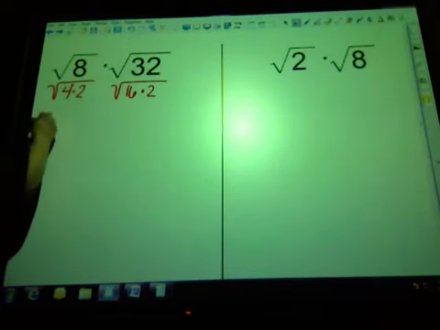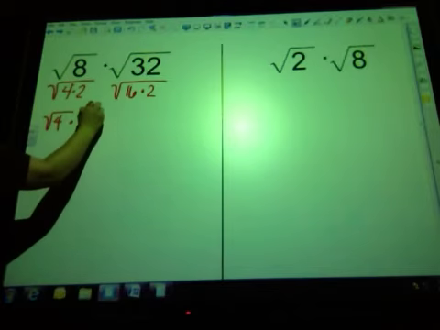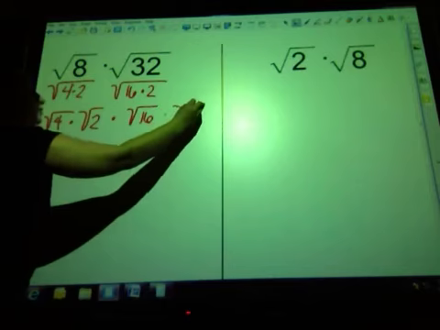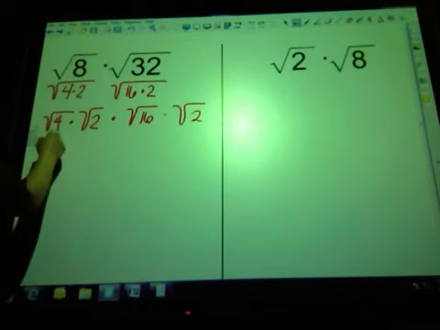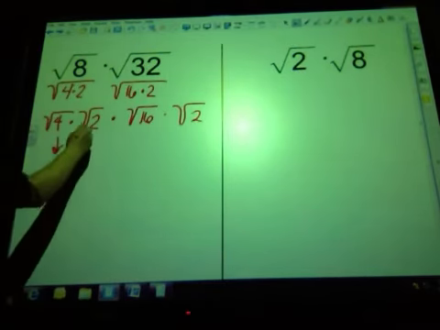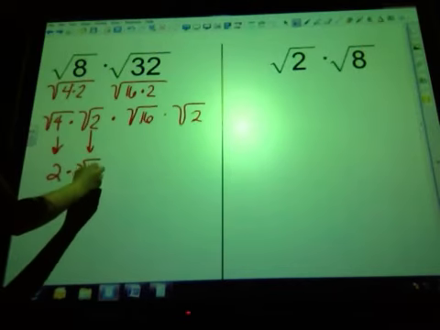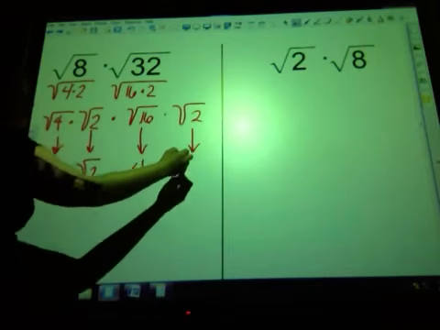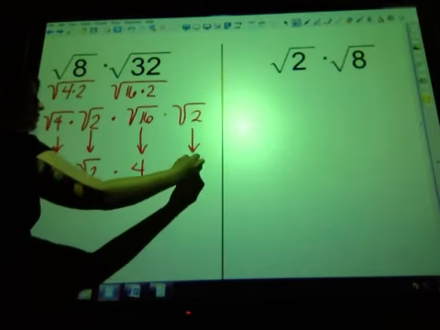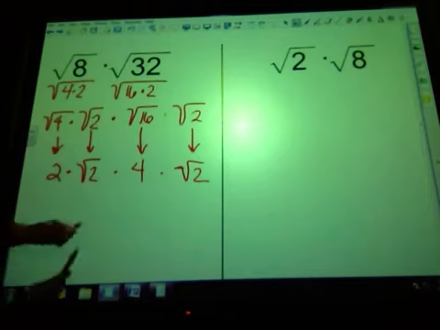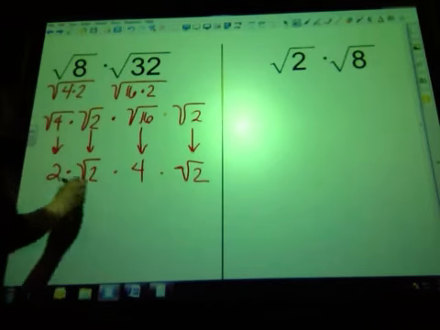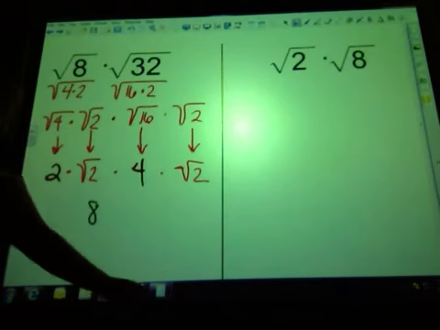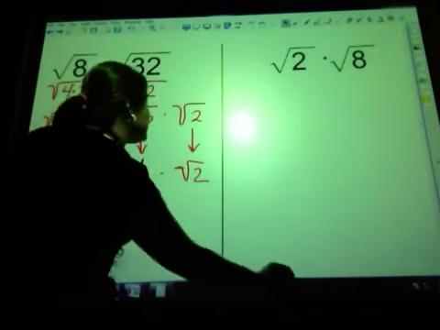Then I'm going to go ahead and break these apart. Square root of 4 times the square root of 2 times the square root of 16 times the square root of 2. Square root of 4 is 2. Can't do anything with this square root of 2. Square root of 16 is 4. Square root of 2, can't do it, so I'm leaving this as square root of 2. So I multiply my numbers that are outside of square root signs. 4 times 2 is 8.